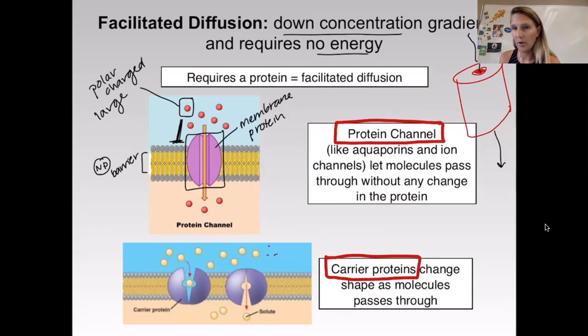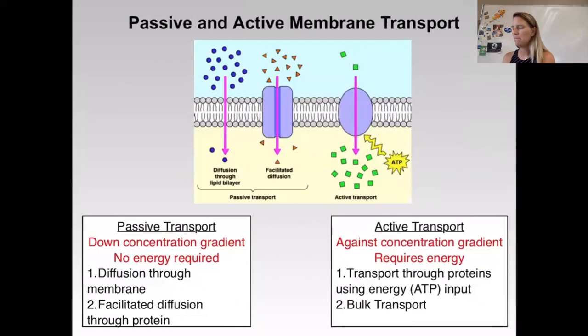So again, you're going from high concentration to low concentration, but you're using a membrane protein, and that membrane protein can change its shape as a molecule comes through, right? So for passive diffusion, no energy, down its concentration gradient. You can have diffusion right through the plasma membrane, or you can use facilitated diffusion, either using a channel or a carrier membrane protein. All right, now we're going to focus on active transport.